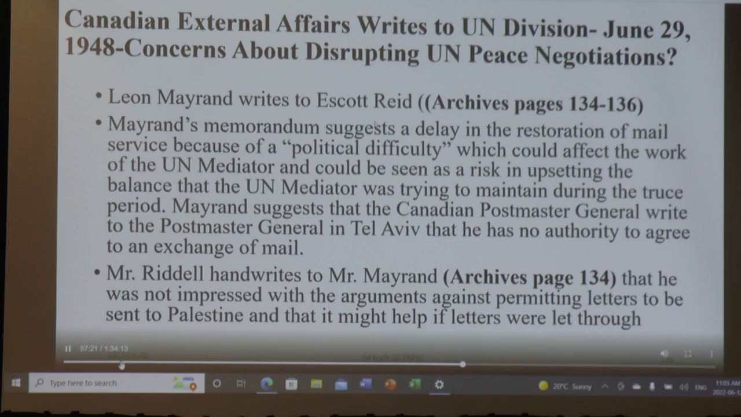So as a result, Mayrand gets very upset, and Mr. Riddell, in handwriting in the archival material, writes to Mr. Mayrand and says, what is wrong with having some letters sent between countries? It might actually make people happy in the circumstances and create some joy in what is otherwise a difficult period of time.